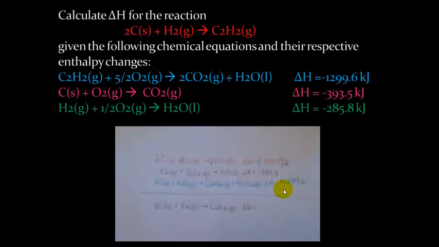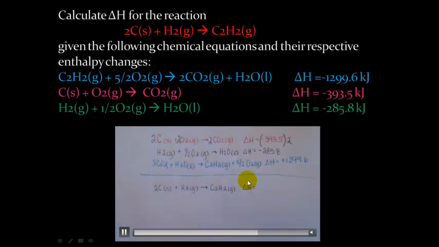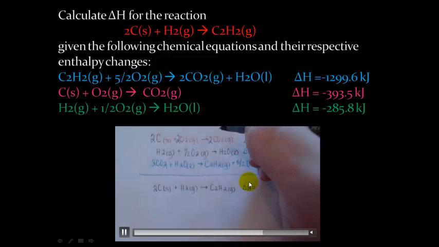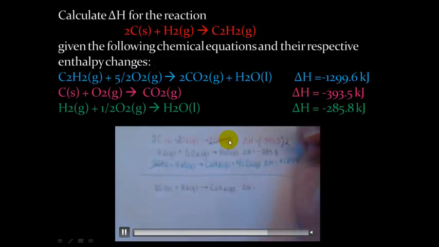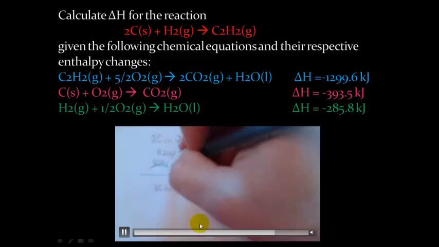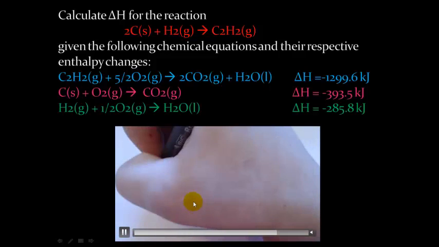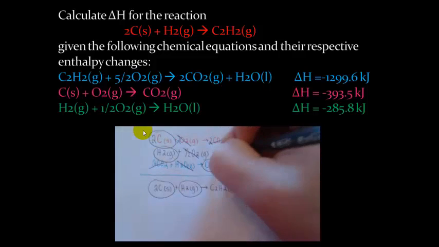So we're going to cancel anything on the left side of any of these arrows that's the same as anything on the right side of these arrows. So we can see, for example, that we have two CO2s and 2 CO2s. And we also have 2.5 oxygens and 2.5 oxygens. And finally, we have a water and a water, which will cancel.